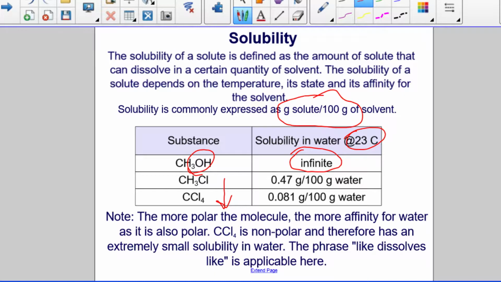And then down here with the CCl4, look at how small the solubility is. 0.081 grams of CCl4 will dissolve in 100 grams of water. And again, that's because CCl4 is nonpolar, while water is a very polar solvent. And so we have an extremely poor solubility in water. The phrase "like dissolves like" is what we're dealing with here. So like solutes dissolve in like solvents. Okay, so polar solutes dissolve in polar solvents like water. A nonpolar solute like CCl4 needs a different solvent that is nonpolar.